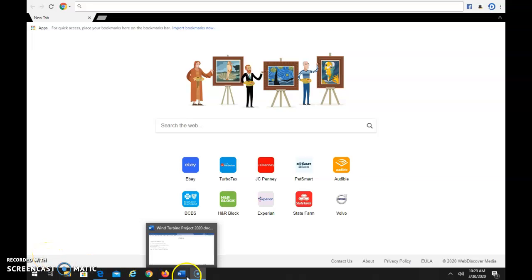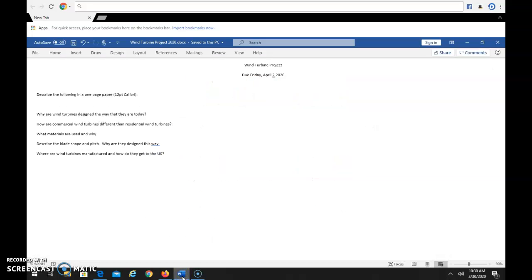Good afternoon, environmental science. We're going to be continuing our project today with wind turbines. What I'm going to be doing is loading this particular project, which tells you what is due, when it's due, which is April 2nd. And what it says, you're going to be doing the following on a one-page piece of paper.